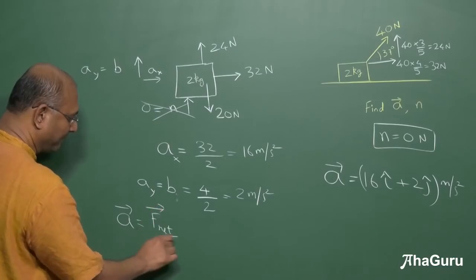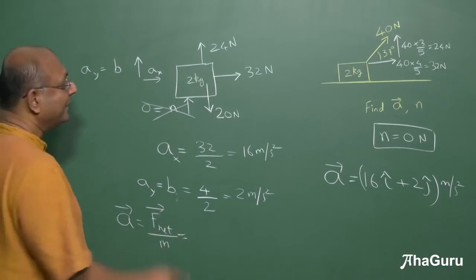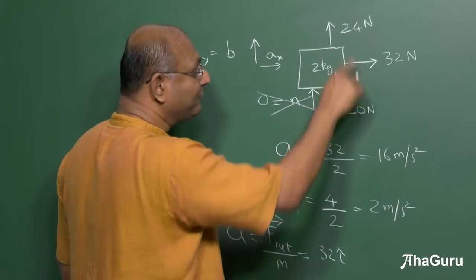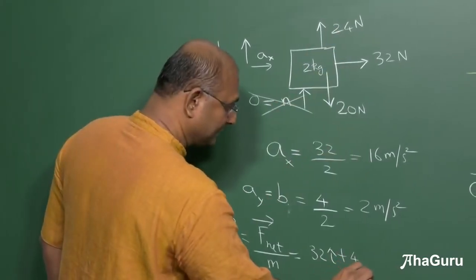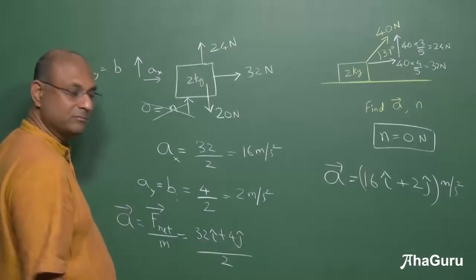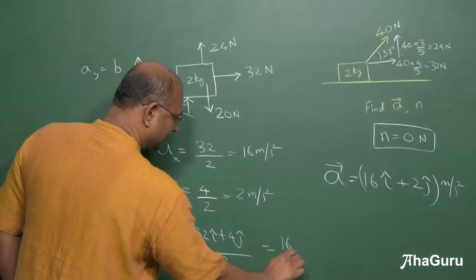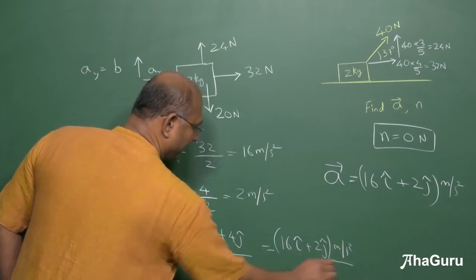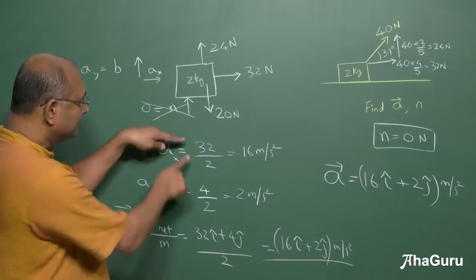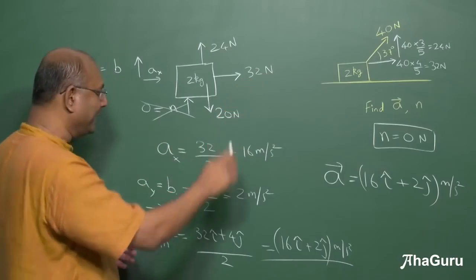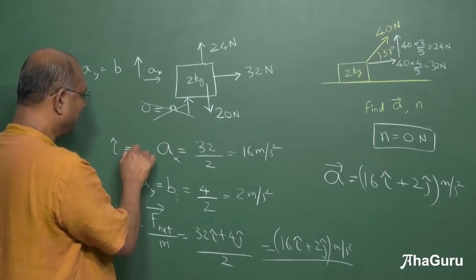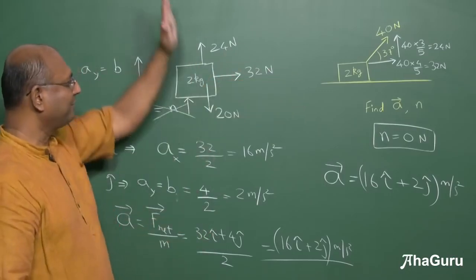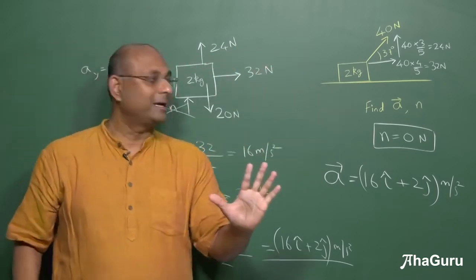By the way, at this point we could have directly written acceleration vector is net force vector by mass. Net force vector is 32 I cap plus 24 minus 20, 4 j cap by 2. And therefore I have got 16 I cap plus 2 j cap meters per second square. Now this is using I and J. This is saying, no, forget I and J, do only I cap direction, do j cap direction separately. 2 separate pieces. This will not affect that, that will not affect this. You can do it separately. So is the idea clear?